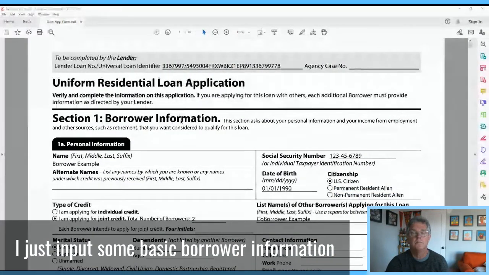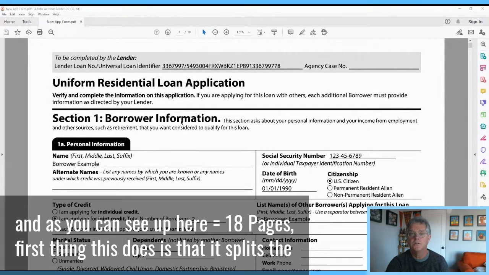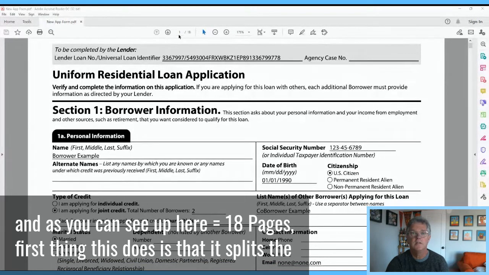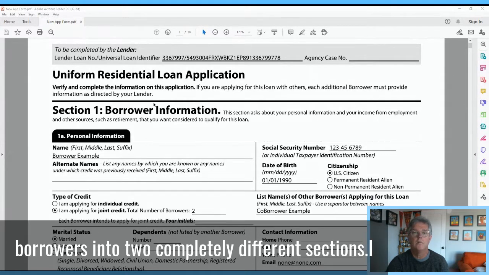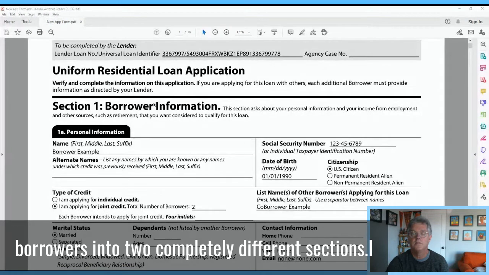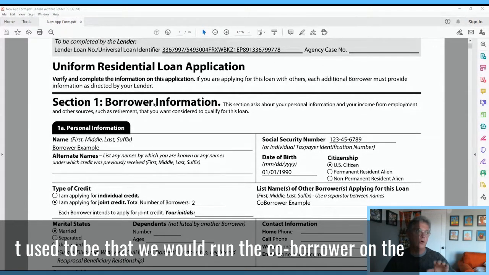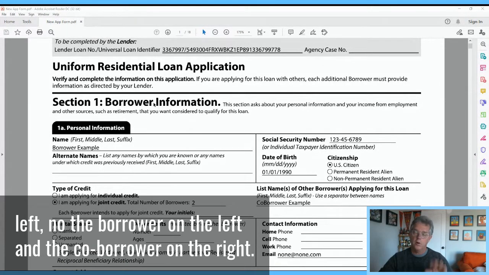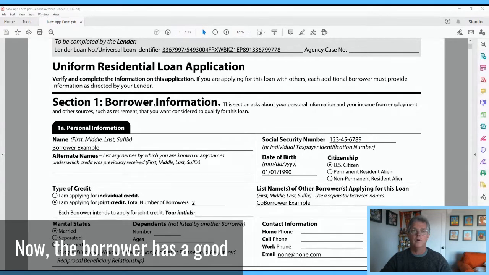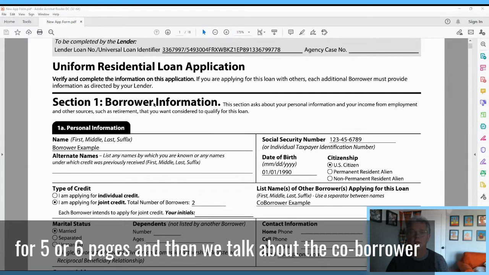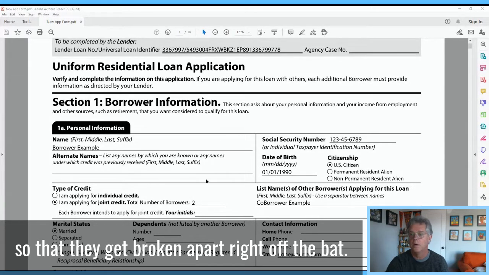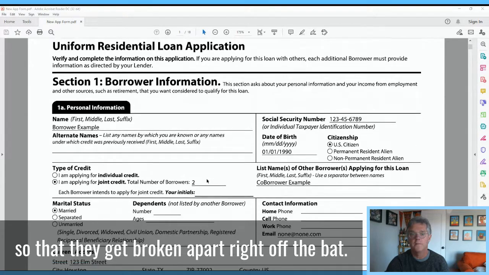This one I just did some basic borrower information on, and as you can see up here, 18 pages. First thing this does is split the borrower up into two completely different sections. It used to be that we would run the borrower on the left and the co-borrower on the right. Now the borrower has a good 4 to 6 pages, and then we talk about the co-borrower, so they get broken apart right off the bat.